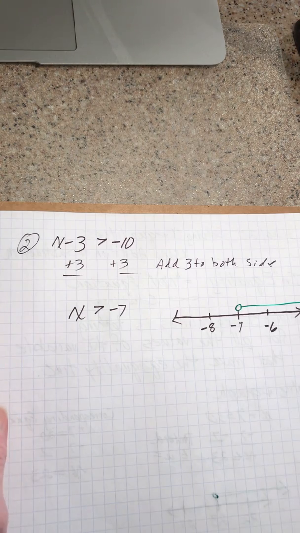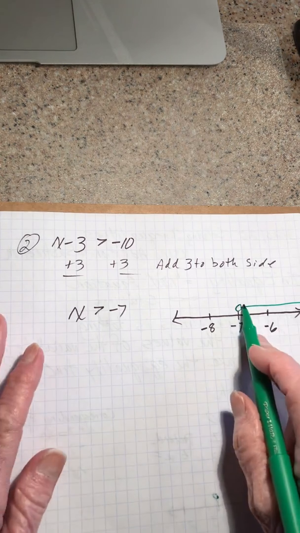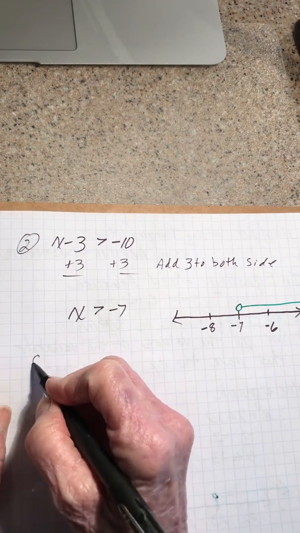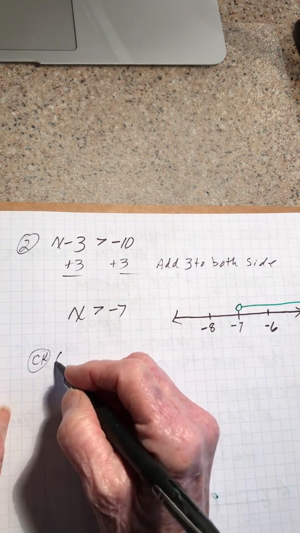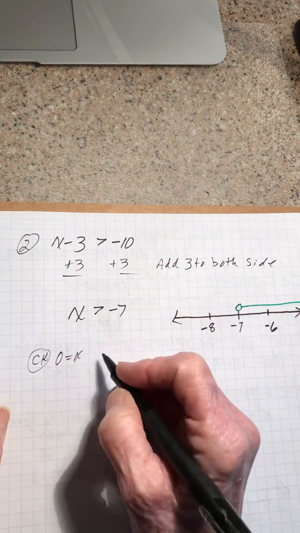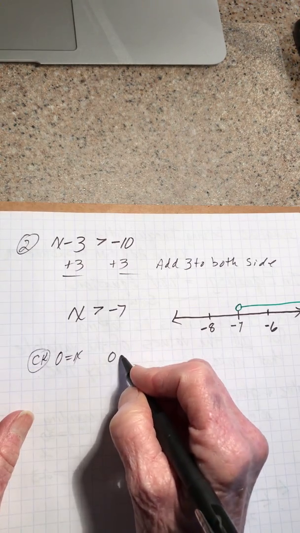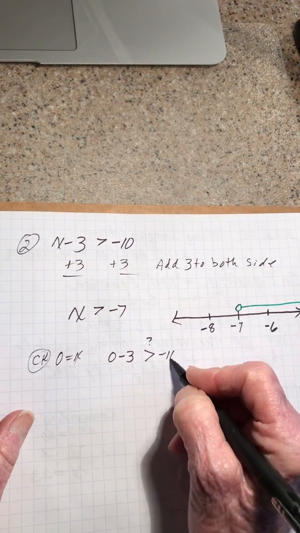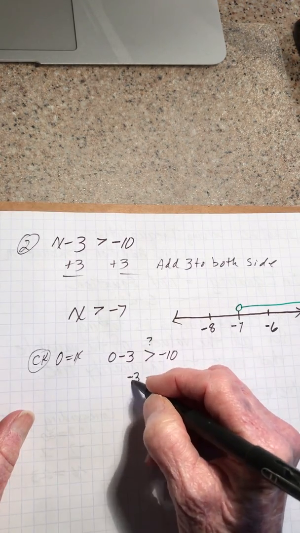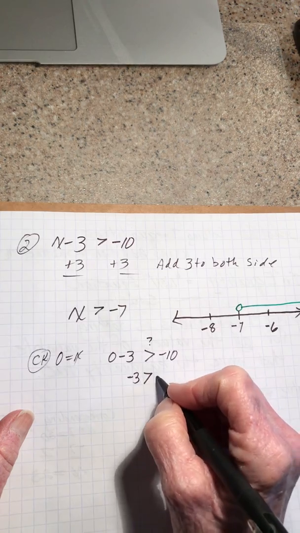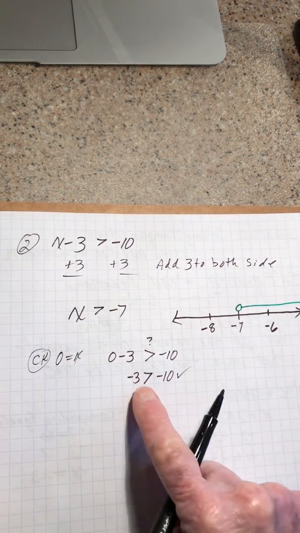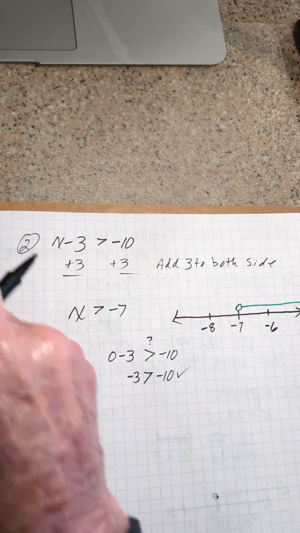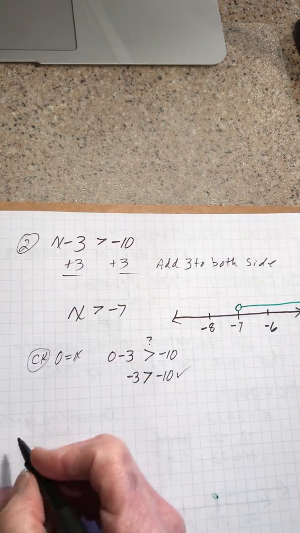0, 20, 100, 1,000,000, any number greater than -7. I'm going to check a real easy one. I'm going to check 0 equals x. Okay, so let's see. Is 0 minus 3 greater than -10? Well, -3 is definitely greater than -10 because it's closer to 0. So we know that our arrow is correct. Our graph is correct.